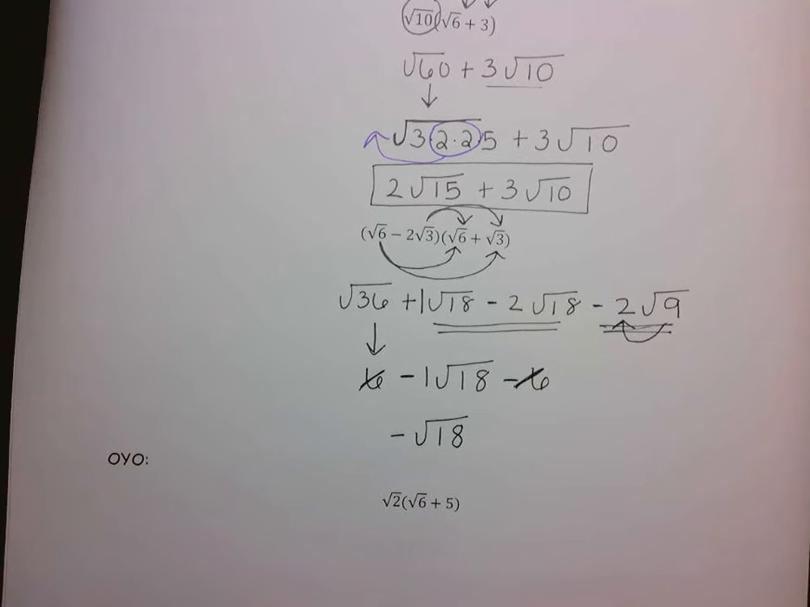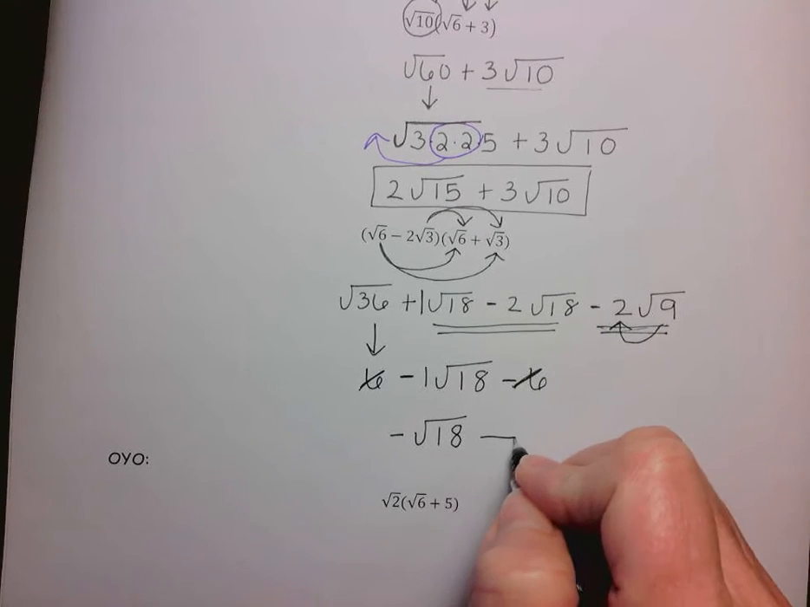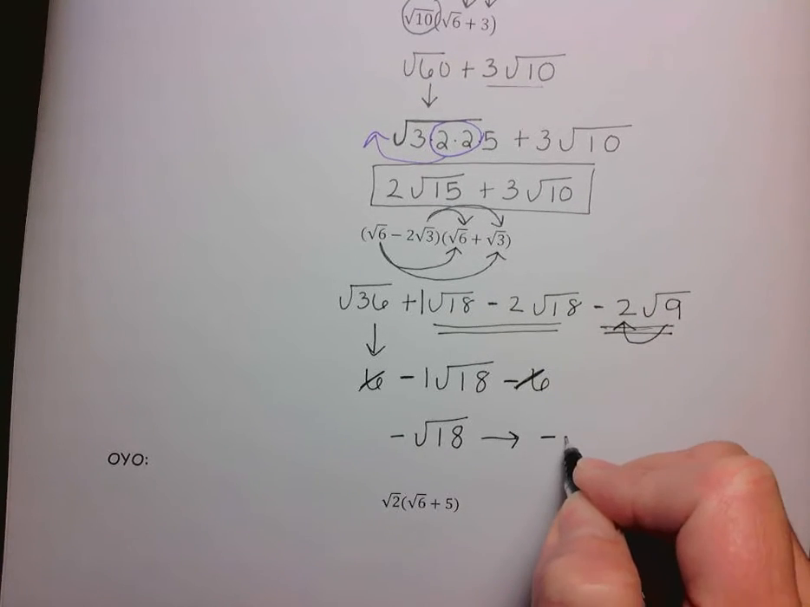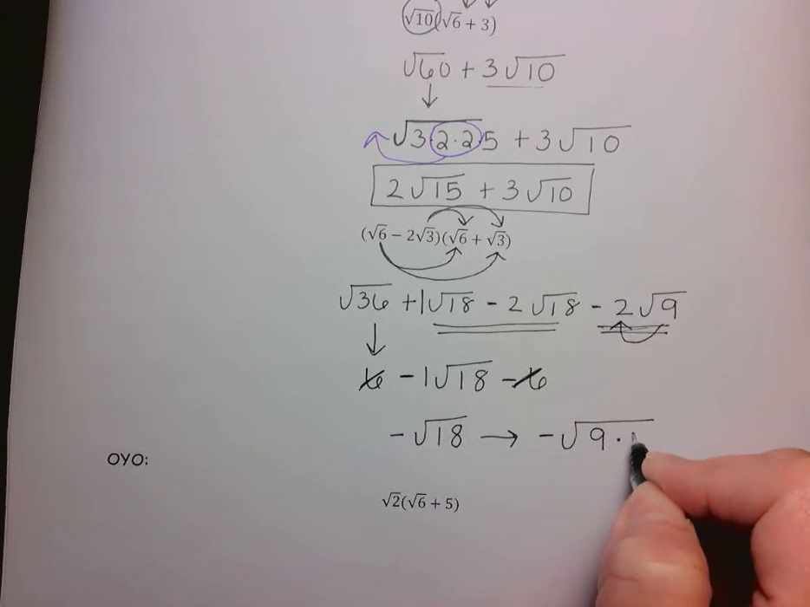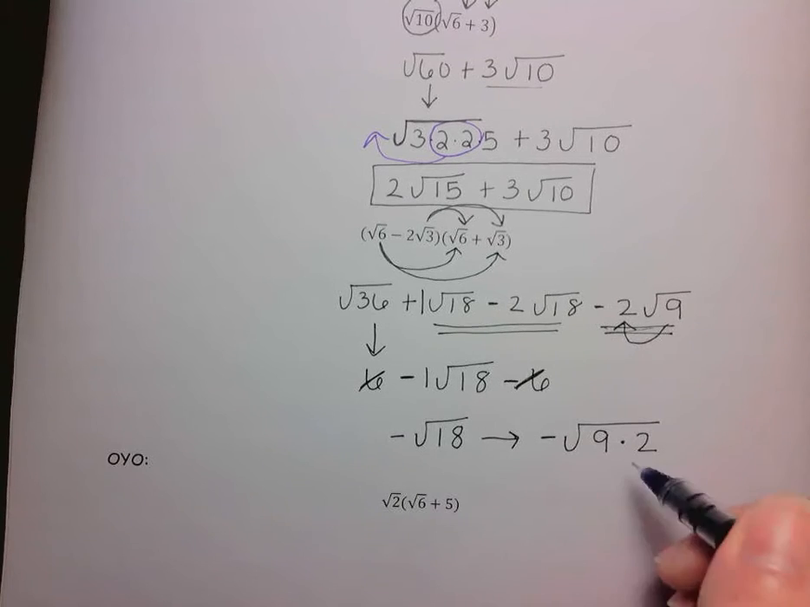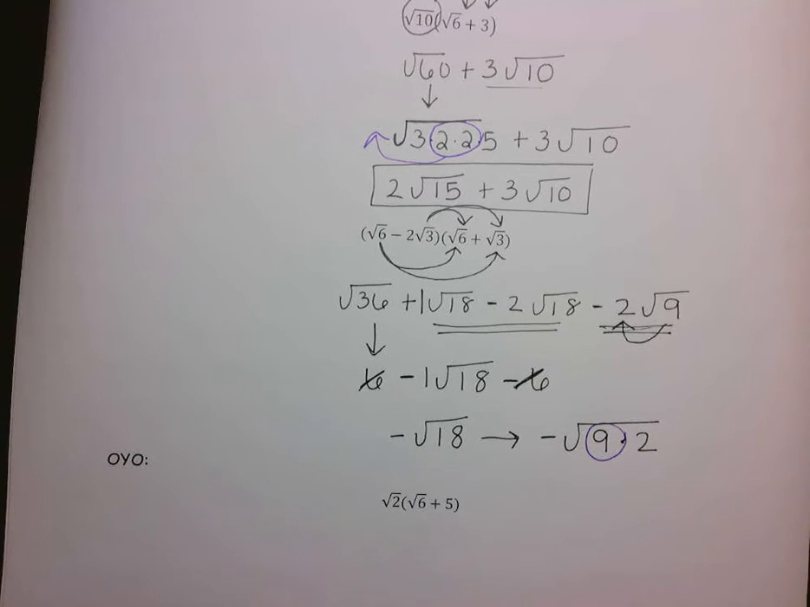Don't finish too soon. That's the #1 mistake students make in this lesson. They stop too early and then they get the answer wrong. So you have to ask yourself, can I go further? Can I simplify this even further? The square root of 18 is the same thing as saying the square root of 9 times 2. The square root of 9 is 3.